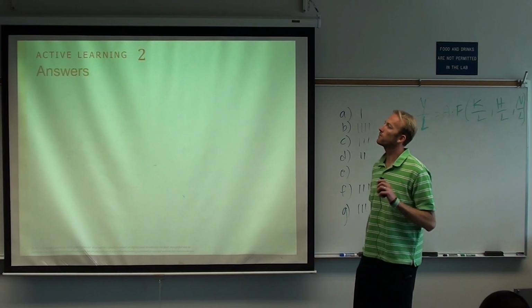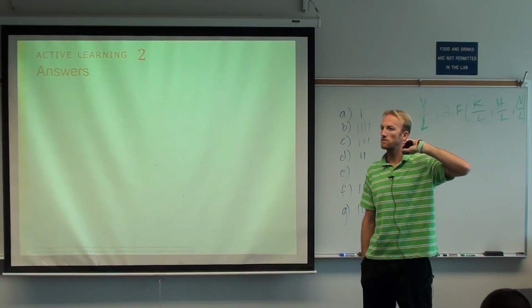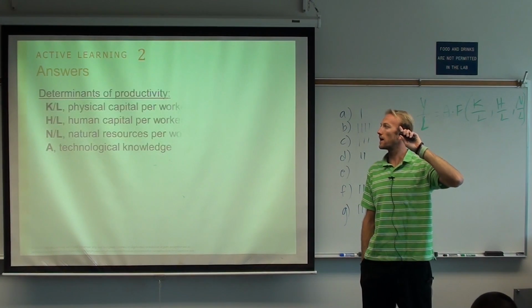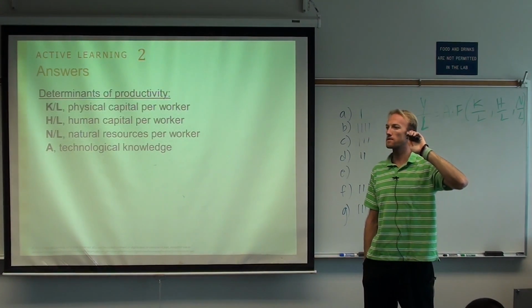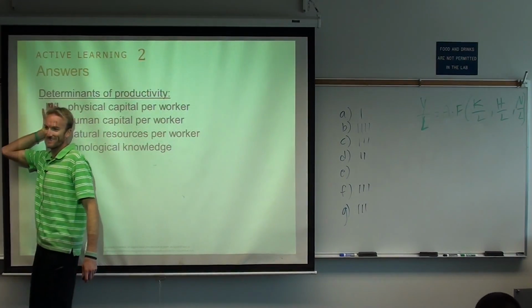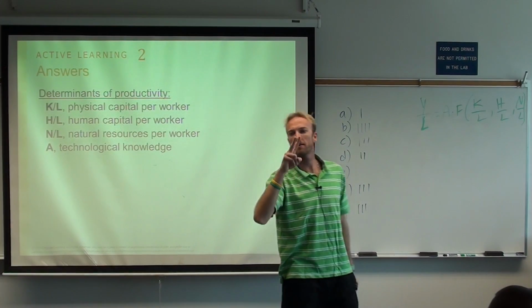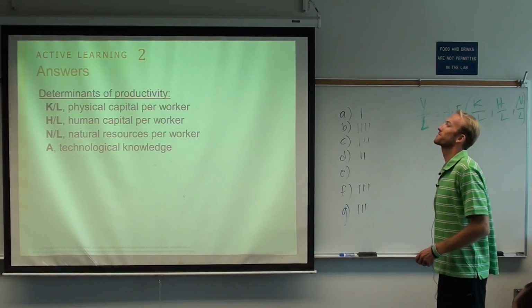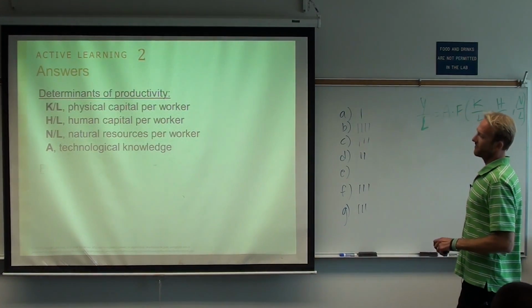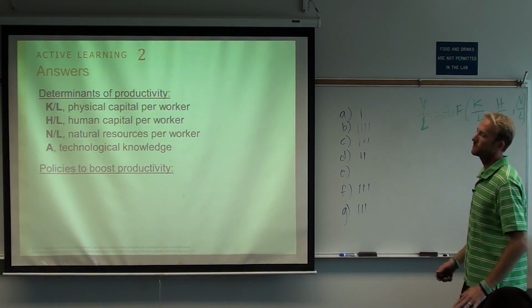Okay, what are the determinants of productivity? What makes Y over L change? Technology, A. That's A, right? What are the other ones? Don't look here. Capital per worker, human capital per worker, natural resources per worker. Very good. Okay, and so, I just threw down some policies.